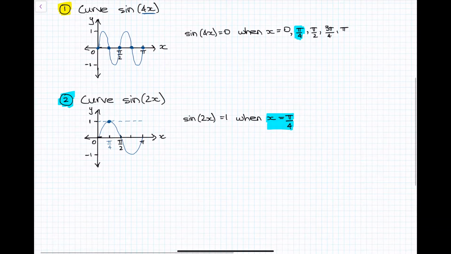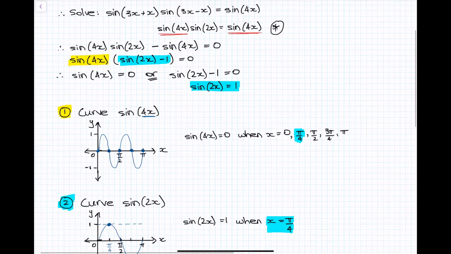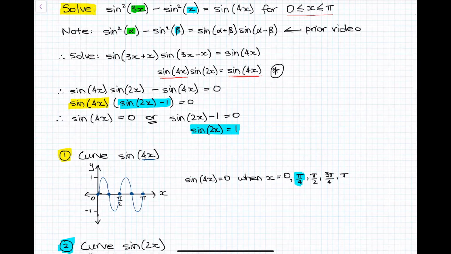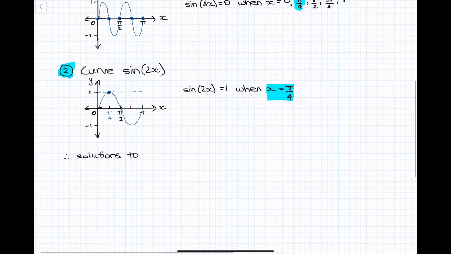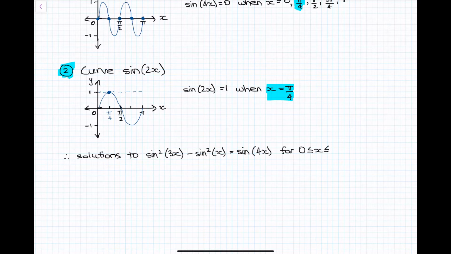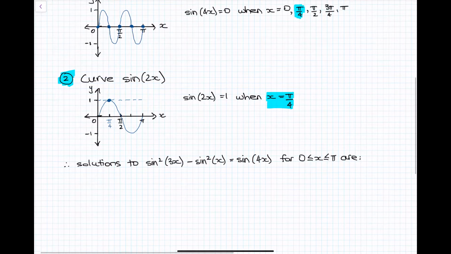But that's pretty much all the work we need to therefore conclude that the solutions to our original equation, which was sine squared 3x minus sine squared x equals sine of 4x, for x being greater than or equal to 0 and less than or equal to pi, are, and we can just list them out: x is equal to 0, x is equal to pi on 4, x is equal to pi on 2, x is equal to 3 pi on 4, and x is equal to pi.